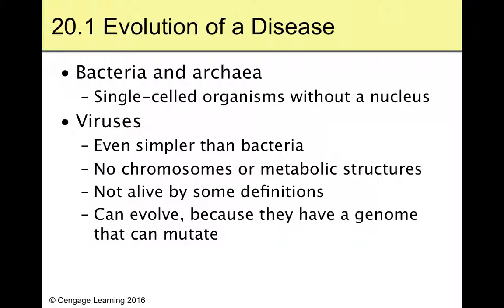Here we go. Evolution of a disease. Things that cause disease in you and I, certainly bacteria and viruses are the two that we know the most about. Bacteria and archaea are two different types of organisms that are really unicellular. They're one-celled organisms. They don't have a nucleus, but they can divide on their own. They are a cell. They are living. They're about the simplest living thing, I suppose, that we would have.